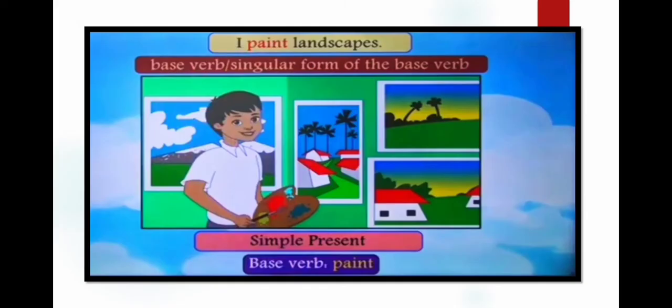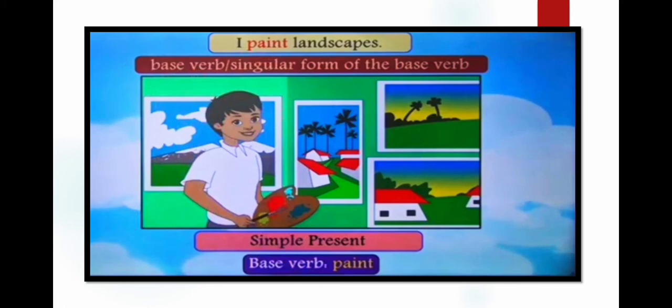Let's see one more example of this. I paint landscapes. So this is a general statement or a fact, and so it is in the simple present tense. The verb is either the base verb or the singular form of the base verb in this tense. I hope you all are clear.